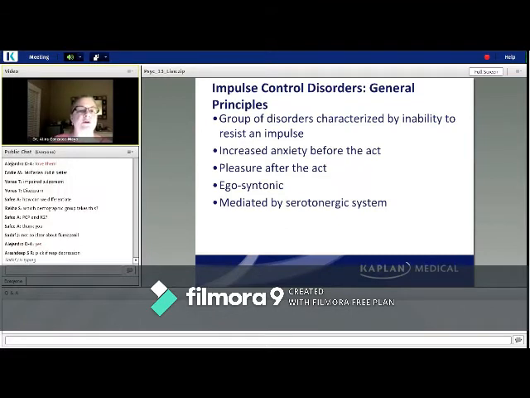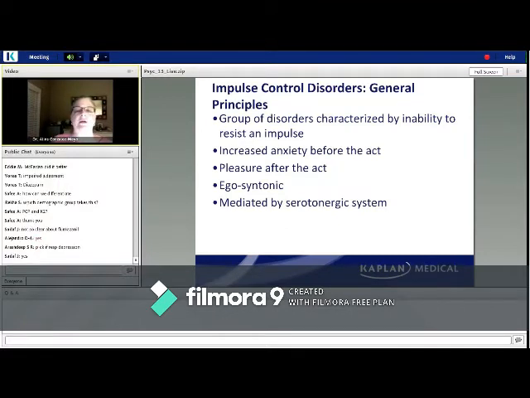Impulse control disorders, what you've got to understand here is what is the difference between an impulse. Now, we already talked about OCD, right? And what do we know about OCD? OCD, we know that you hate the fact that you do it. What it does is that it decreases. Okay, I left the stove on, I'm going to burn, my anxiety goes up. I check the stove, my anxiety goes down.